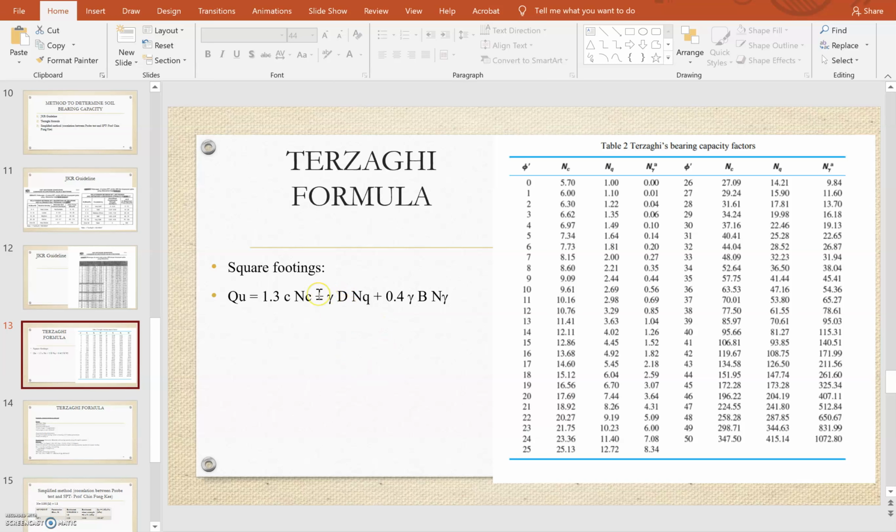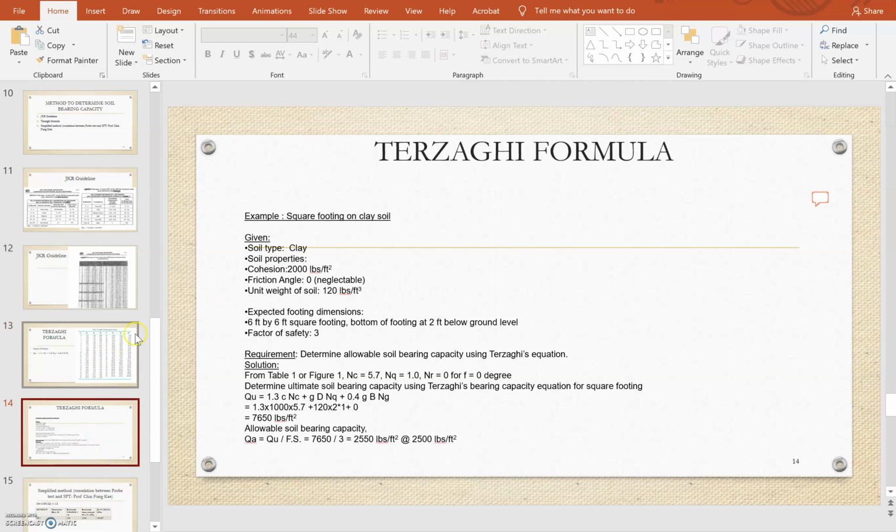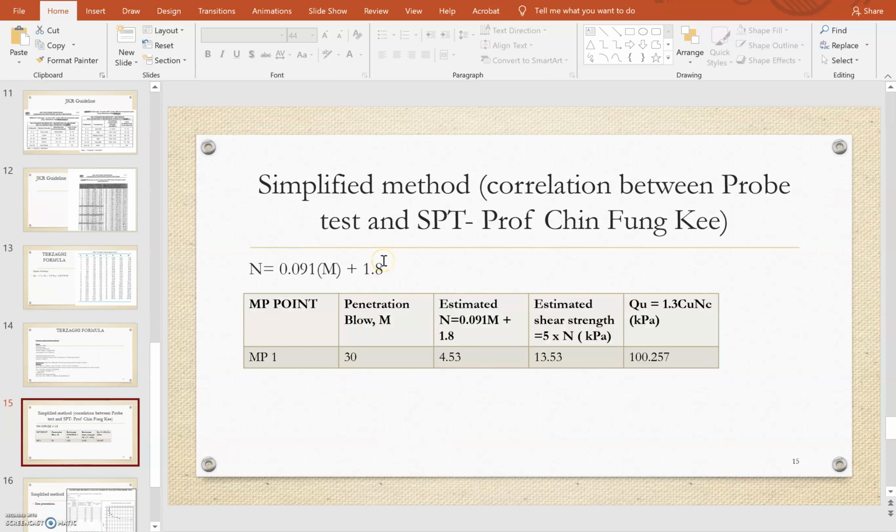Gamma is the unit weight of soil. NQ obviously is one value here, and NC is 5.7. But it's quite detailed, because you need to get the gamma and the NC value. So if, for example, your SI report doesn't give you more details, I think you can straightforwardly choose method number 3, which is the simplified method.